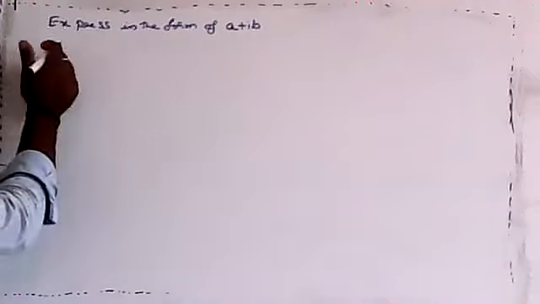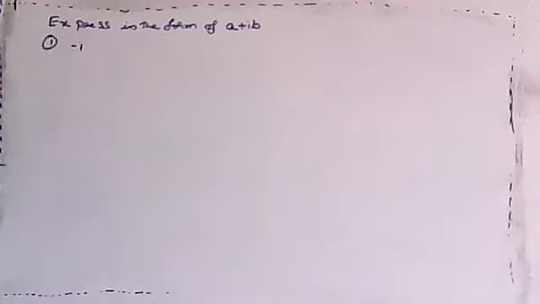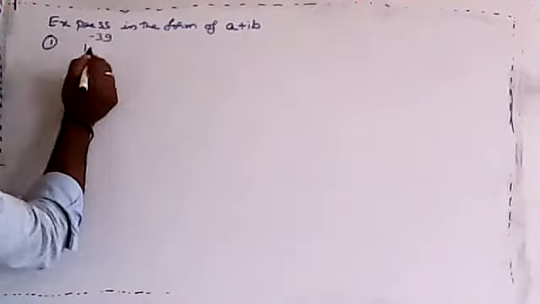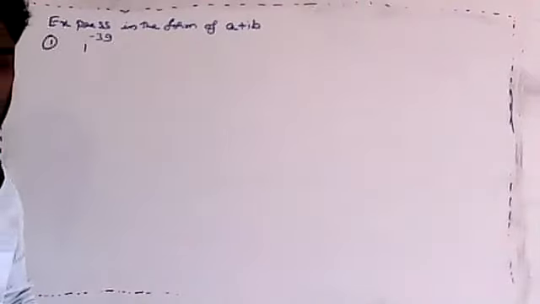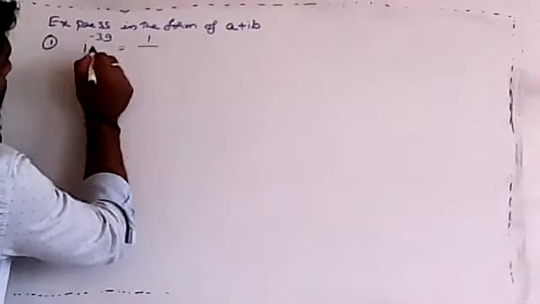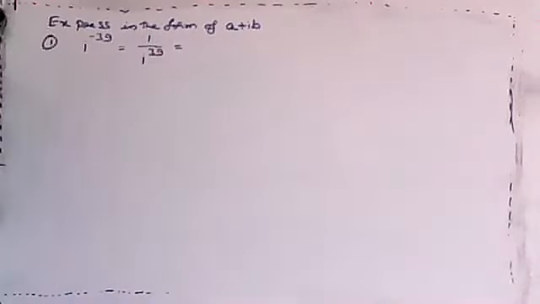Problem. So, a simple problem, I'll take this first one: i to the power of minus 39. How can you solve this one? I have i to the power of minus 39. Can I take it in the denominator, 1 by i to the power of 39?